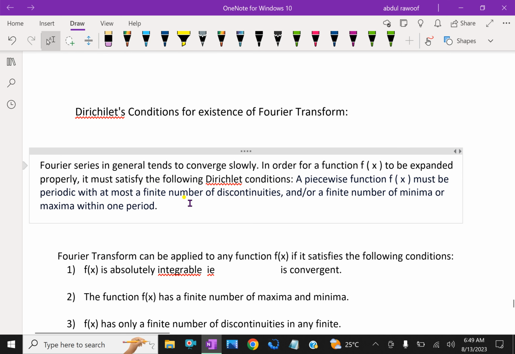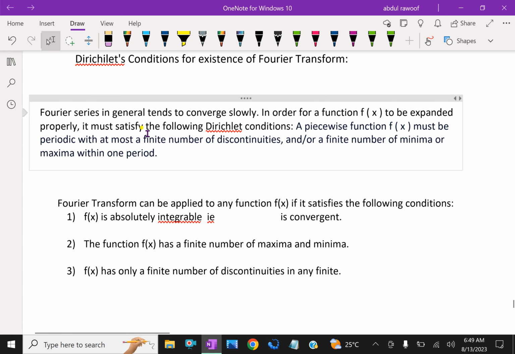Now let us discuss Dirichlet's conditions for existence of Fourier transform. Fourier series in general tends to converge slowly. In order for a function f of x to be expanded properly, it must satisfy the following Dirichlet conditions. That is, a piecewise function f of x must be periodic with at most a finite number of discontinuities and a finite number of minima or maxima within one period.